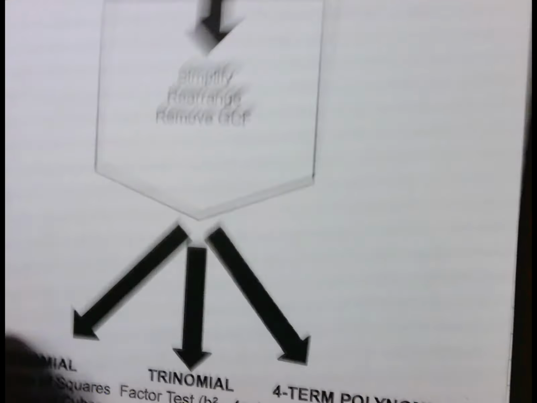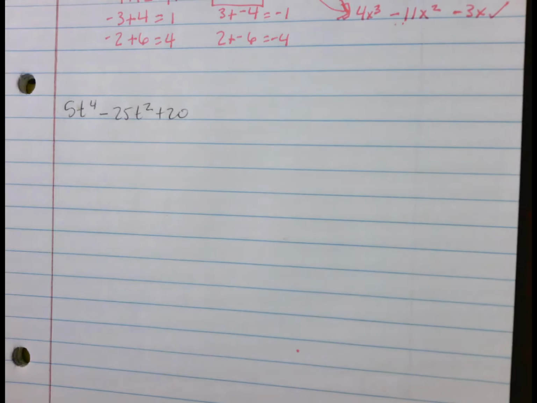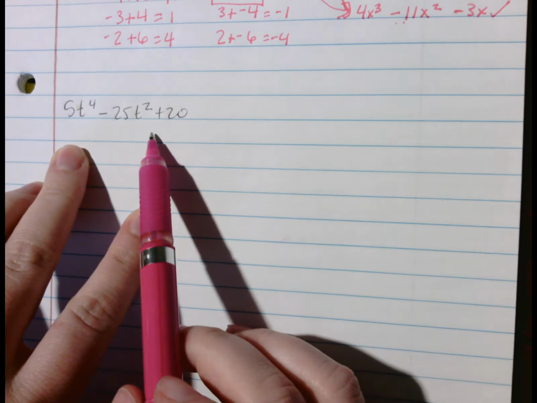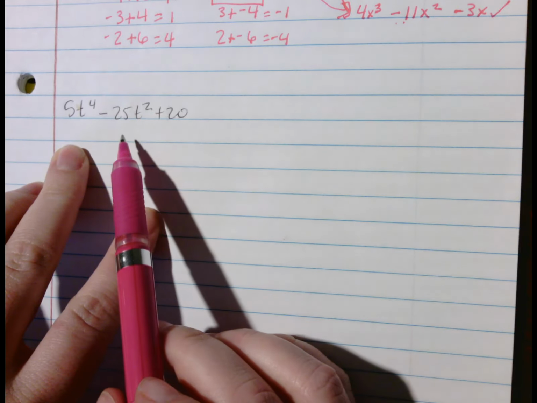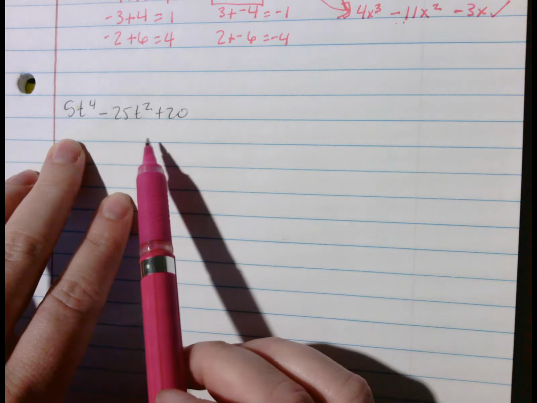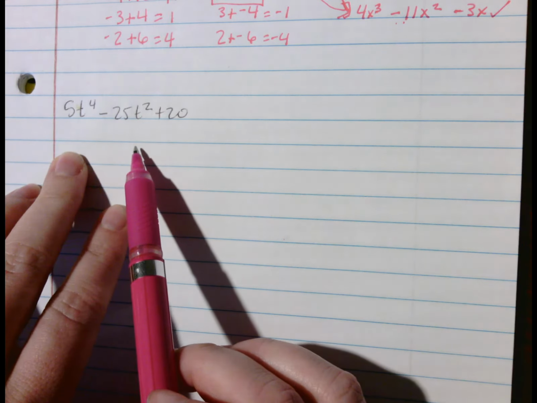First step is to simplify, rearrange, and remove a greatest common factor. If we take a look at this, simplify means that we need to combine like terms and there's nothing here to combine. Rearrange means that we don't have it in standard form, but it is in standard form, so we can move on. And the final step is to remove the GCF.